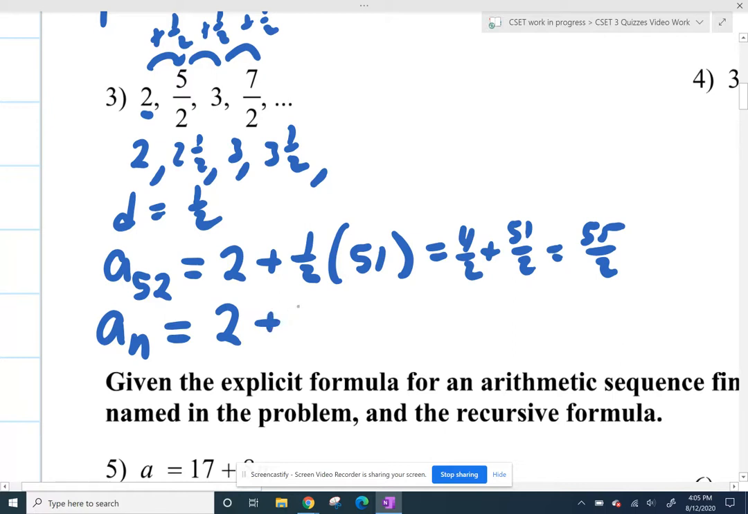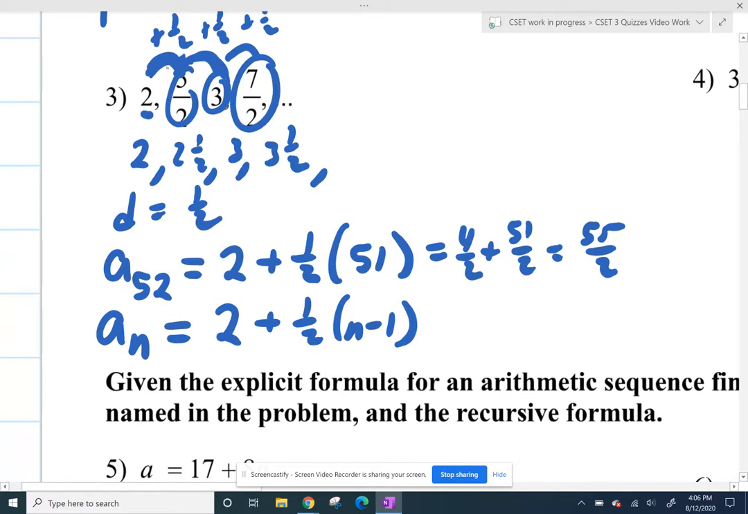the first term and adding that common difference n minus 1 times. So again, like to get the second term, you added 1/2 once. To get the third term, you added 1/2 twice. To get the fourth term, you added 1/2 3 times. So to get the 52nd term, you added 51 times. To get the nth term, n minus 1.